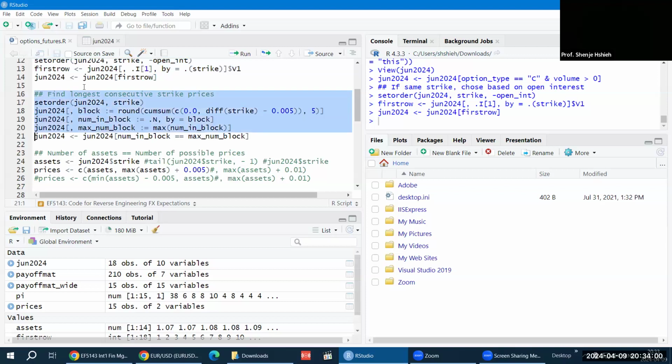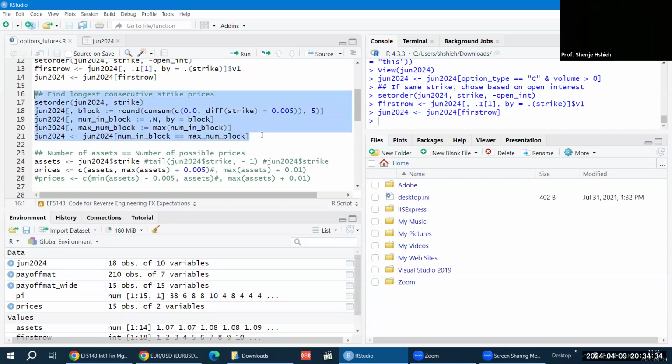Here I'm going to find the longest consecutive chain of strike prices to define my space. There could be gaps in strike prices, so I'm just finding the longest consecutive run of strike prices. So if it's 1.08, then 1.085 and so forth, because it's by 0.005 ticks. I'm happy to share this later, or you can watch the YouTube later.